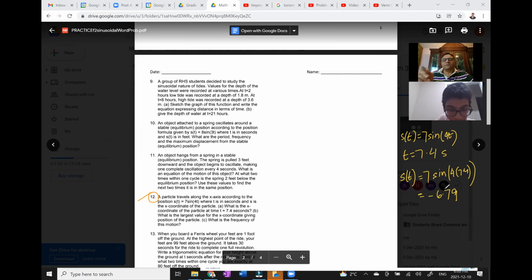Why is it negative? Let me sketch that part here. This is your position, and with time, the particle is moving like this. When the time is zero, it will of course be zero. But as the time increases, it is going to be positive and then negative. So the particle moves like this, and then comes back like this. That is the type of movement, so that is why you're getting confused.